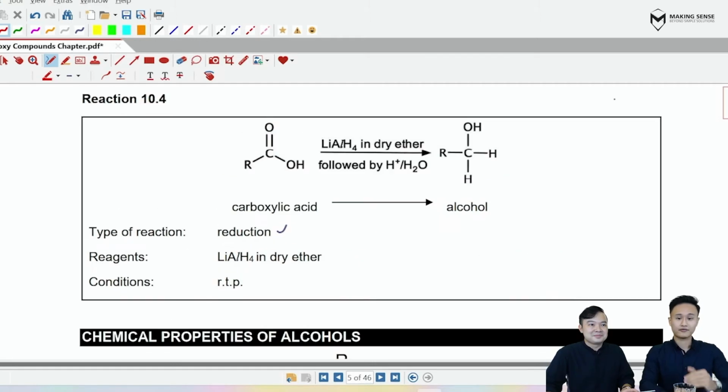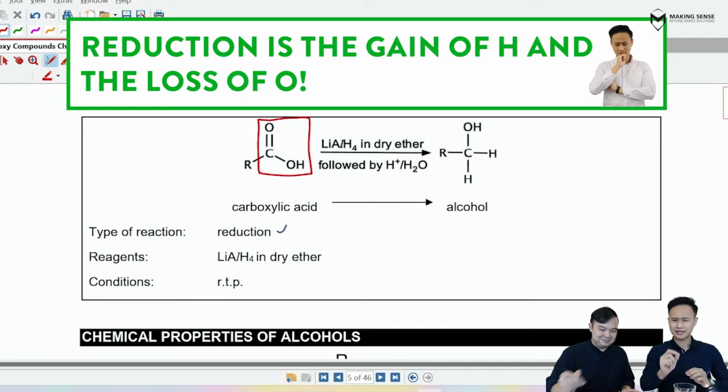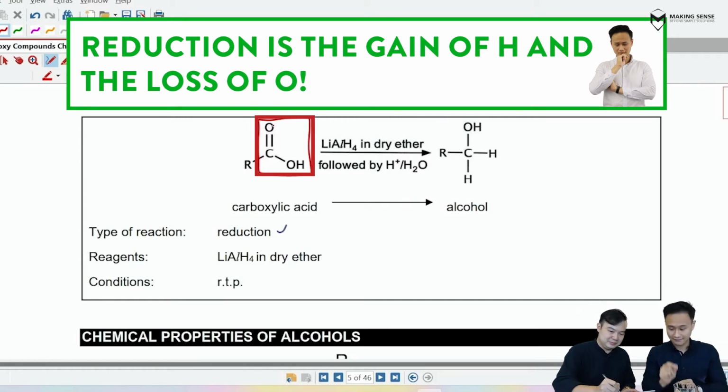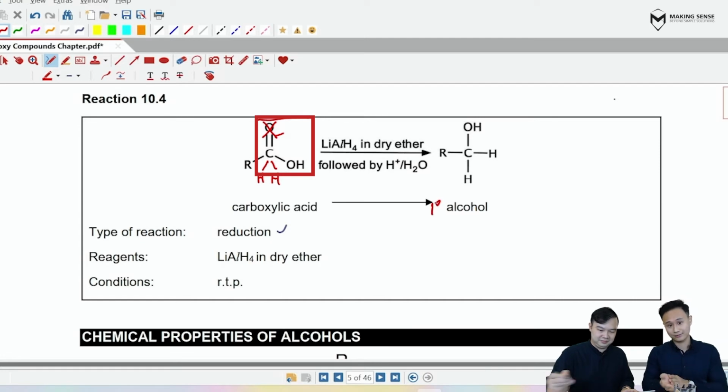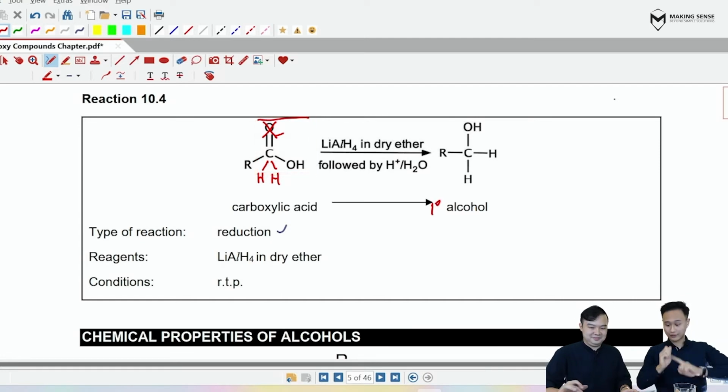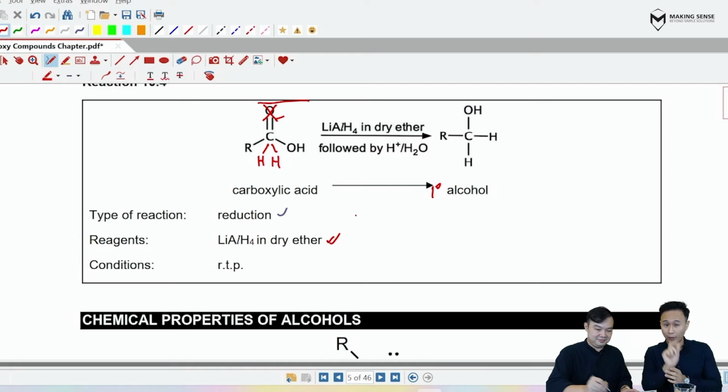Now, in reaction 10.4, we're also going to use reduction to prepare alcohols, but we're going to reduce a carboxylic acid. Reduction is the gain of hydrogen, but it's also the loss of oxygen. So the first thing we're going to do is remove the oxygen from that C=O functional group, and then we're going to gain two hydrogens on that carbon. And when we do that, once again, we get our alcohol. For this particular reaction, there's only one reducing agent you can use, and that is lithium aluminum hydride in dry ether. Okay?